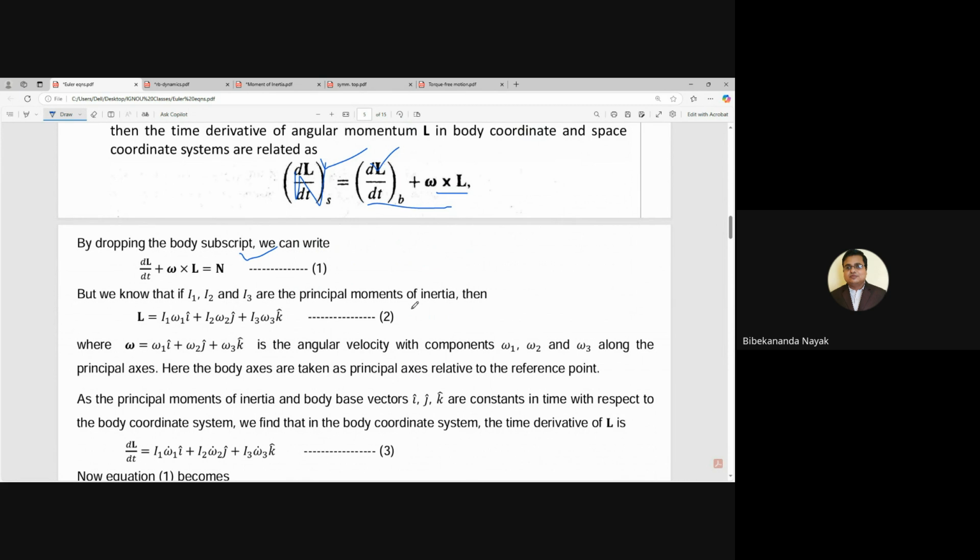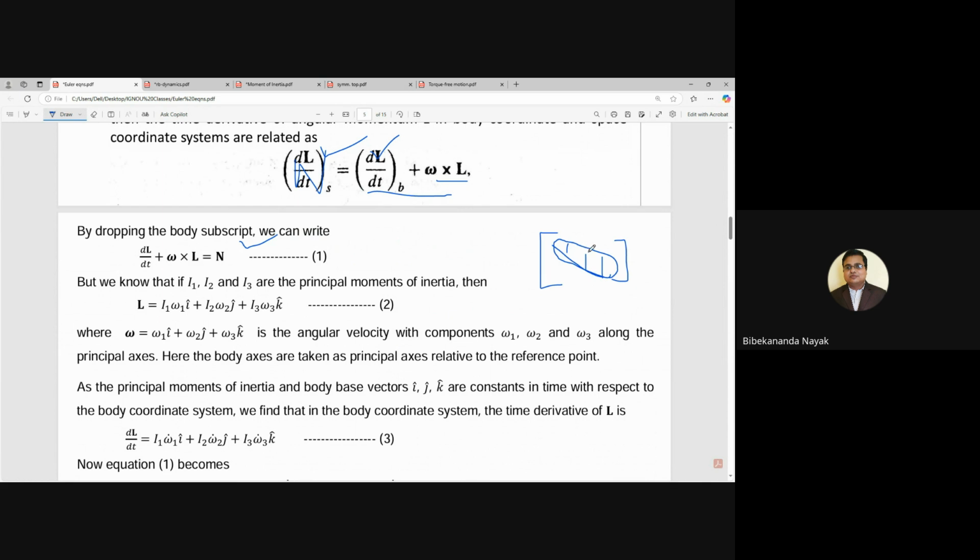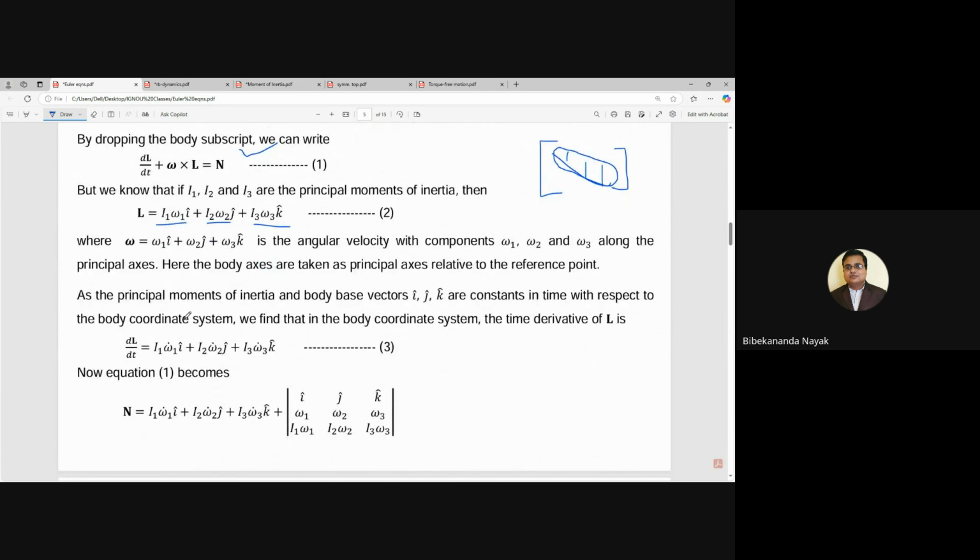I1, I2, I3 are the principal moments of inertia. If the moment of inertia tensor is diagonalized, then all the diagonal elements are known as principal moments of inertia. So it is simple: L is equal to I omega, only simple multiplication. So L is I1 omega1 i cap plus I2 omega2 j cap plus I3 omega3 k cap. Now what is dL by dt?